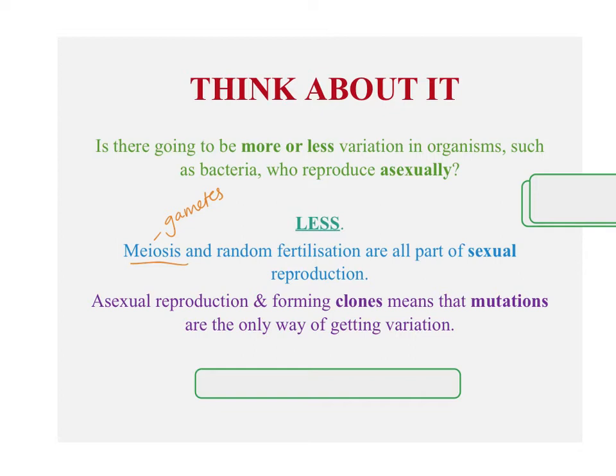In asexual reproduction, only mutations are able to induce variation within that population. And we know that they're quite rare, but obviously within a bacterial population, they're going to reproduce quite quickly, and therefore there might be more incidents of these mutations occurring compared to in normal human cells.